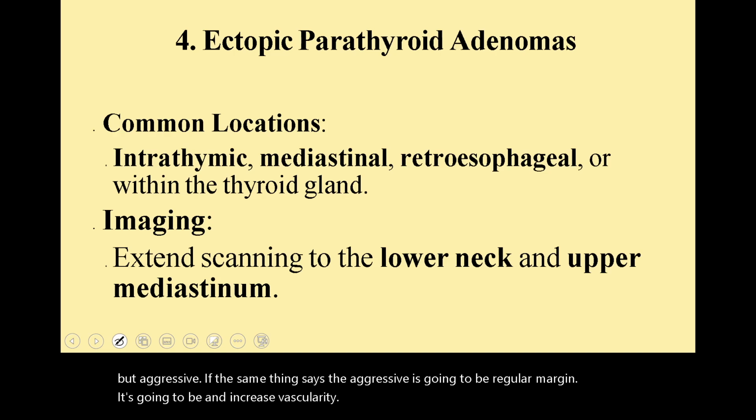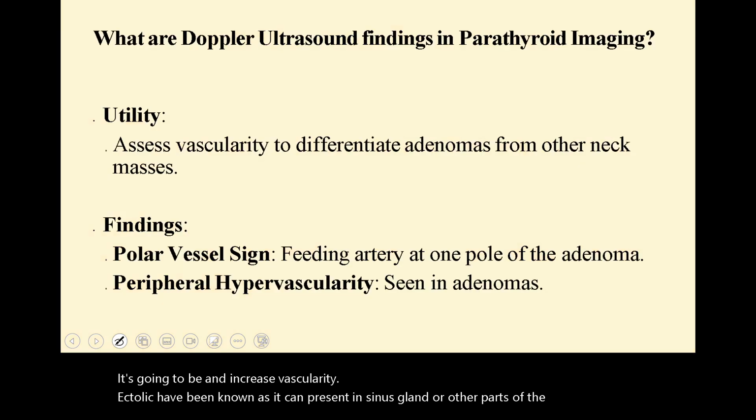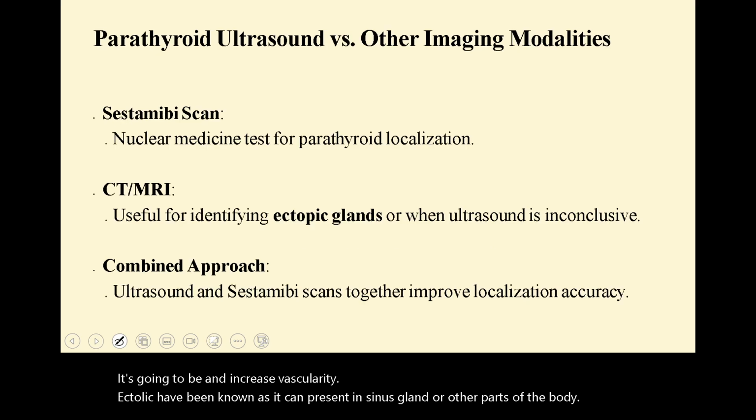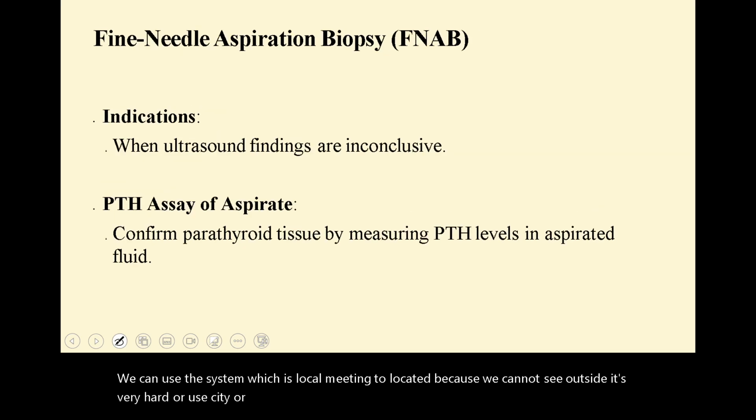Ectopic adenomas can present in the thymus gland or other parts of the body. We can use a system, which is nuclear medicine, to locate it because we cannot see it with ultrasound, it's very hard, or use CT or MRI. Fine needle aspiration, if you need, for a big one, you can just do the same thing under ultrasound and just aspirate it.